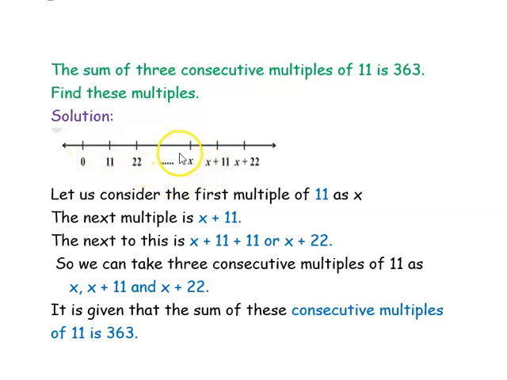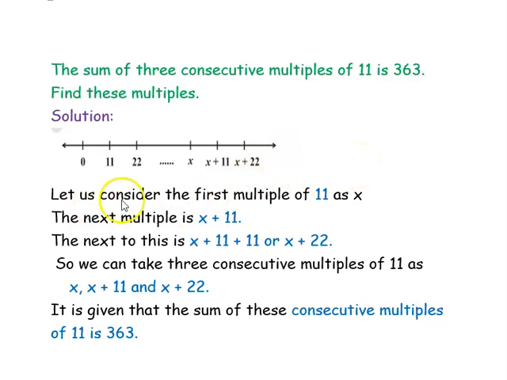Suppose we take a certain number as x, then the next consecutive number after x will be, you are going to add 11 to x. So you will get x plus 11. Then the next consecutive number will be, you add 11 to this x plus 11, so you will get x plus 22. The next consecutive number will be, if you add 11 to the previous one, you will get x plus 33, and so on it goes.